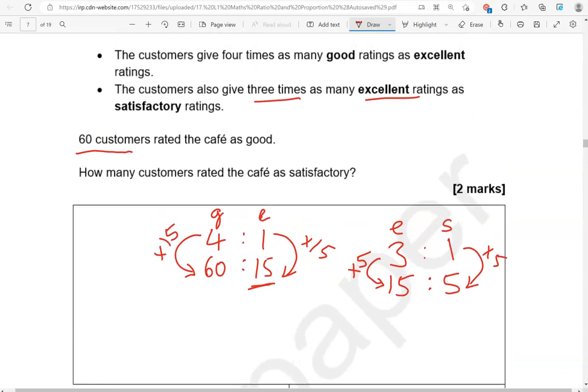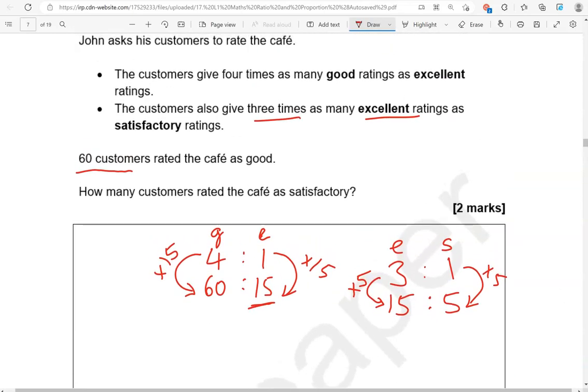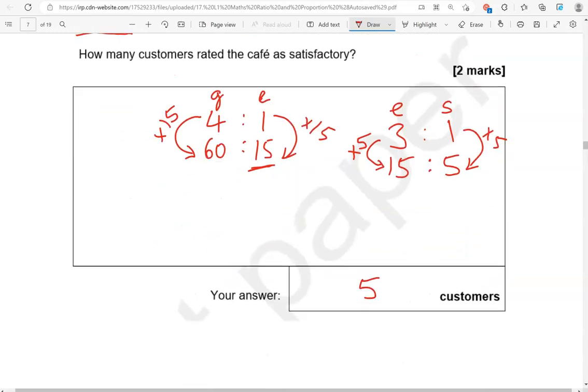To check that we've done this correctly, it says the customers also give 3 times as many excellent ratings as satisfactory ratings. So if satisfactory ratings is equal to 5, 3 times that is 15. Now the customers give 4 times as many good ratings as excellent ratings. So if excellent is 15, 4 times that is 60. And that's what we have here for good ratings. So that shows we've done this correctly.